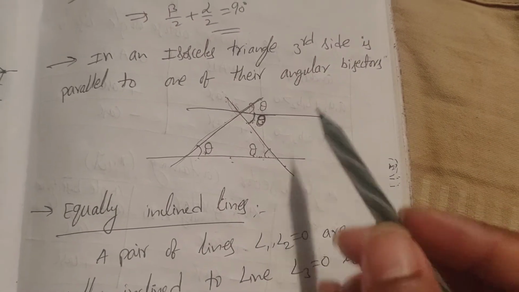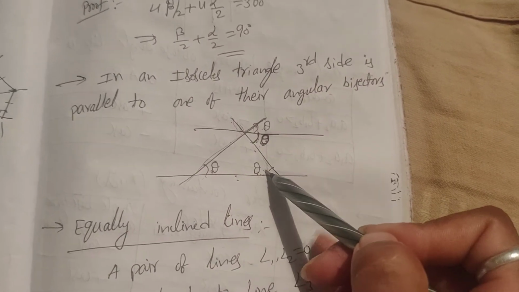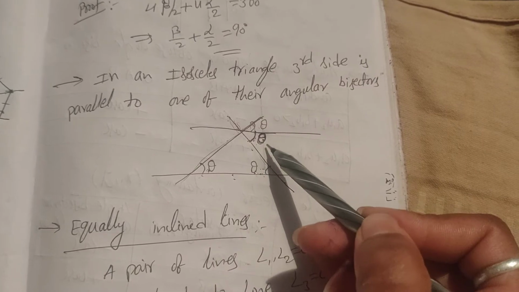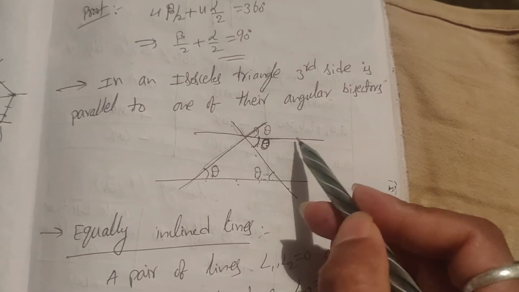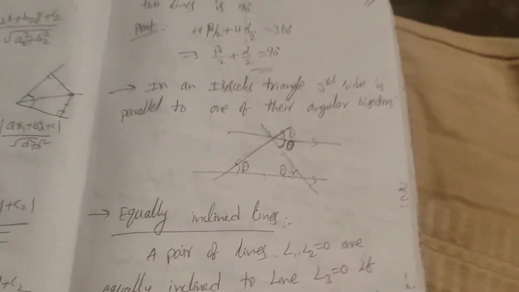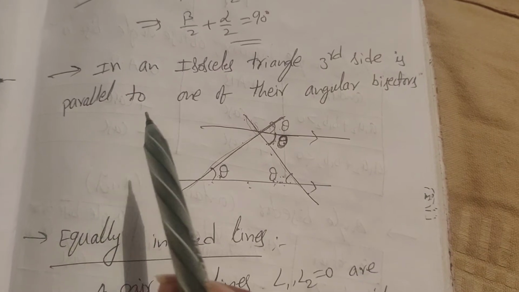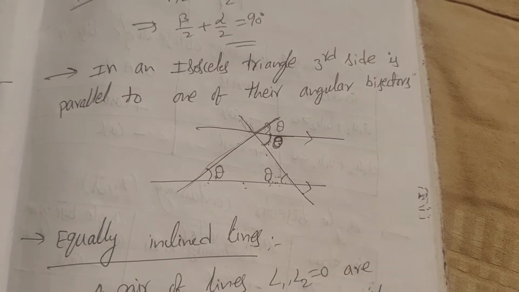See here, what about these two angles? These two angles are nothing but alternate angles. If alternate angles are equal, then what can you say? The lines are parallel. So that's why, in an isosceles triangle, the third side is parallel to one of the angular bisectors.